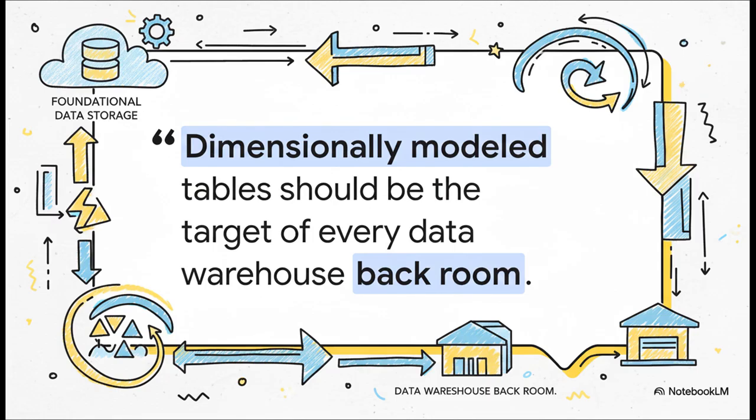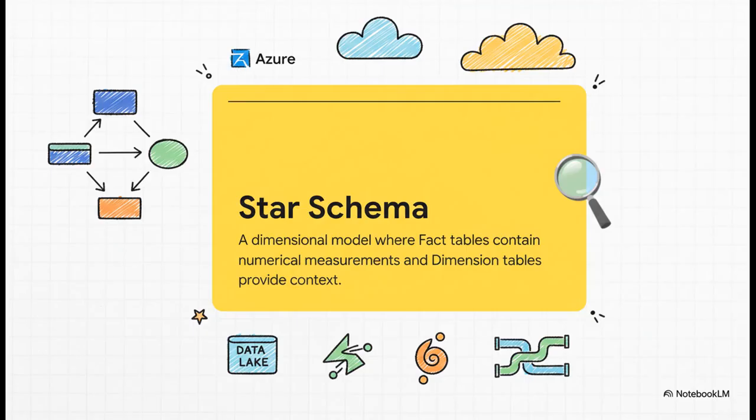The entire goal of our ETL process, extract, transform, load, is to deliver data into a clean, easy-to-query dimensional model. Period. And the crucial structure for that is the star schema. It sounds fancy, but it's beautifully simple. At the very center, you have a fact table. This contains the numbers, the measurements, things like sales amount or number of clicks.